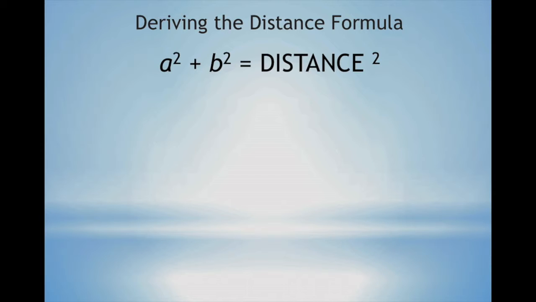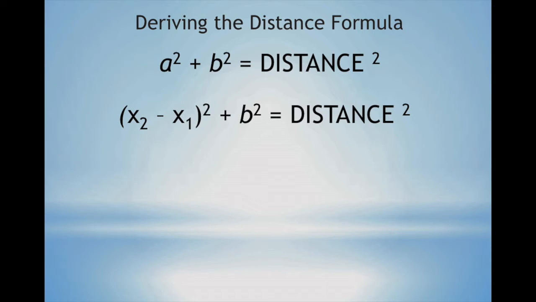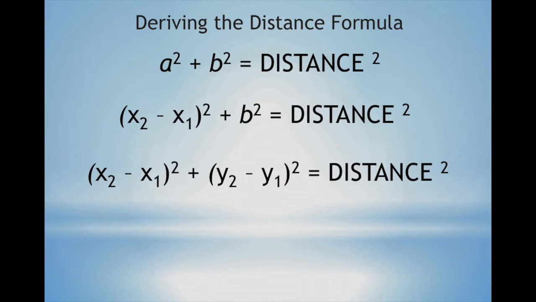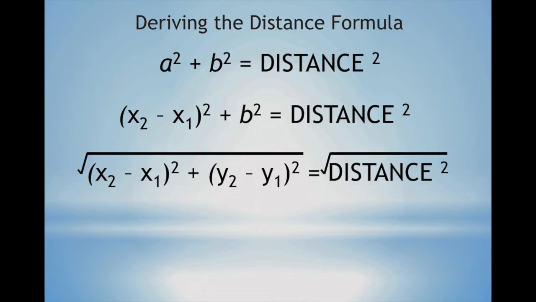So the next thing we can do is realize that A can be represented as x2 minus x1, and B can be represented as y2 minus y1. So if we put those in, we get this formula. Now the last thing is, of course, we're solving for distance on the right-hand side there, but not distance squared. And so eventually, somewhere in this process, we're going to square root both sides of the equation. In fact, we're going to do that now.